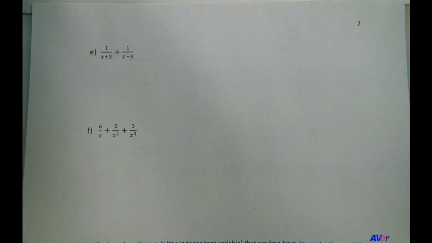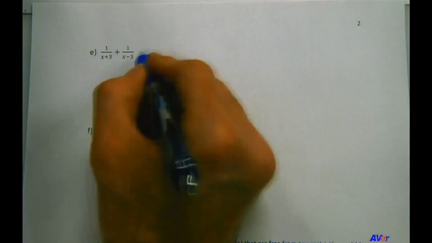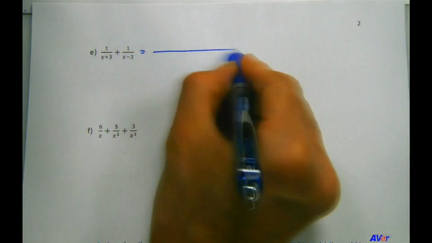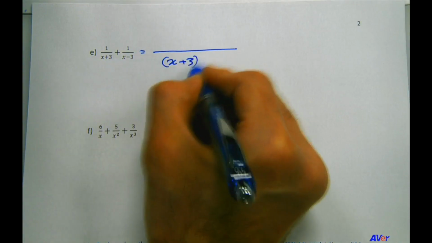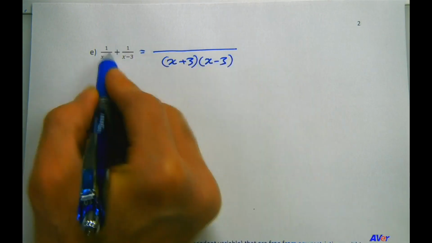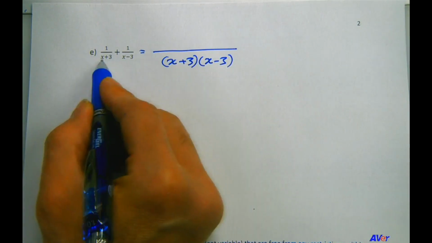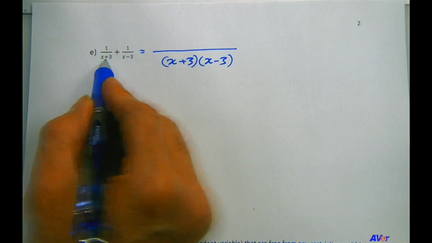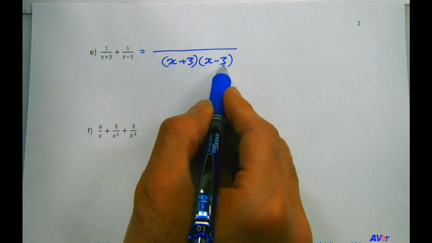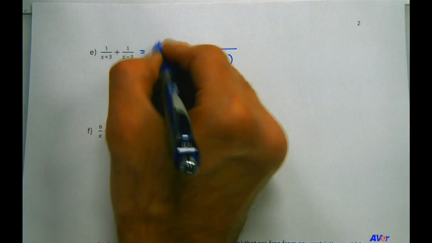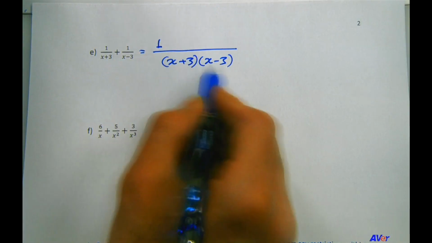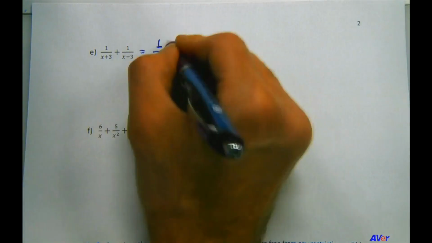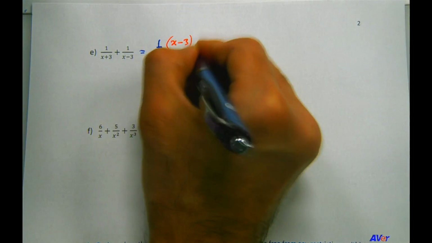Okay, so this one. Now this should be very simple for you to do, right? Because the common denominator is simply the product of those two denominators. So x plus 3 times x minus 3. And then each numerator must be multiplied by what's missing from its denominator when you compare it with the common denominator. So this 1, what should we multiply it by? Compare the denominator with the common denominator. X minus 3 is missing, right? So multiply this 1 by x minus 3.